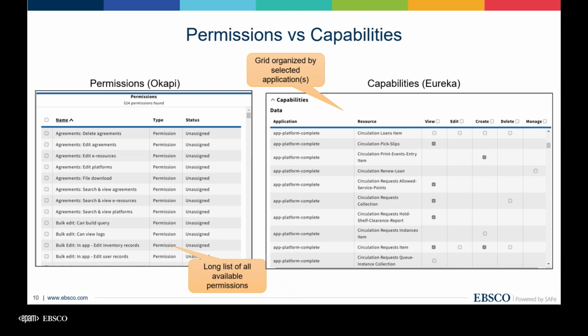All right, permissions and capabilities. One of the main differences with Eureka is that we're not working with permissions anymore. We're working with roles and capabilities, and I'll get into what a role and capability is in a moment.